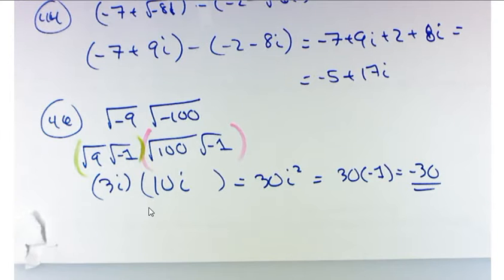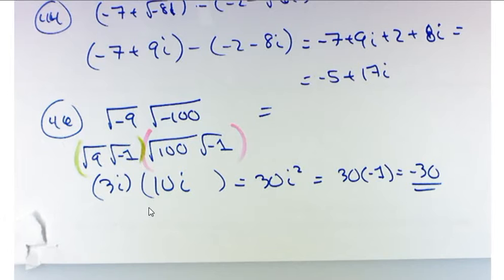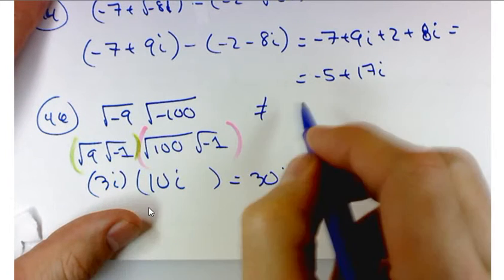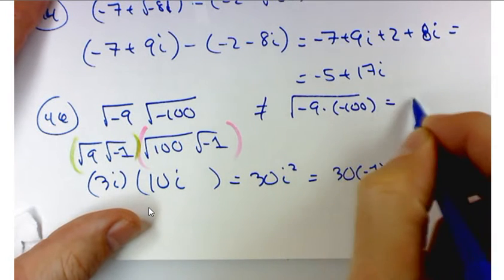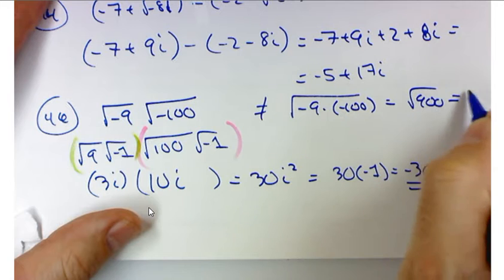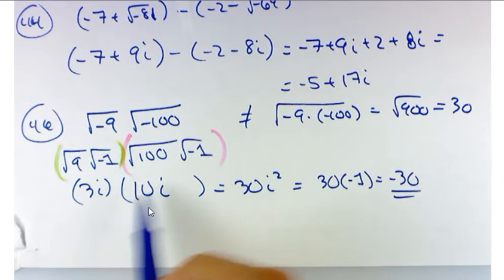Now, had you not been so careful, then you might have gotten the wrong answer. If you accidentally said, oh, well, -9 times -100 is the square root of 900, then you would have gotten 30 for your answer. So it does make a difference. You have to be a little bit careful when you're simplifying those.